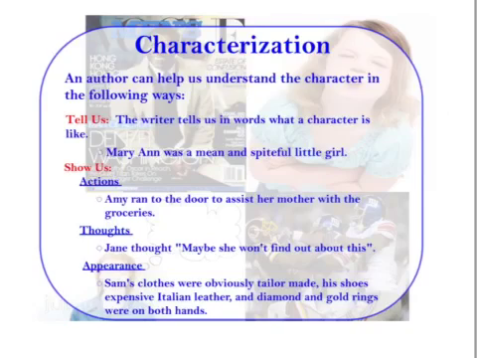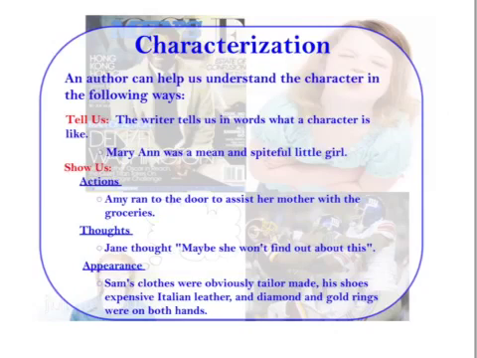So, with direct characterization, the author tells us. The writer tells us in words what a character is like. Mary Ann was a mean and spiteful little girl. So, based on this sentence, we know 2 things. That Mary Ann is mean and spiteful. The author tells us right out. With indirect characterization, the author shows us through actions, thoughts, and appearance, and the way other characters respond to him.